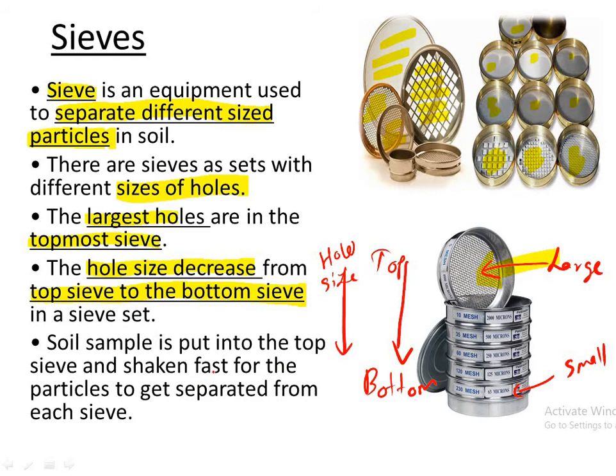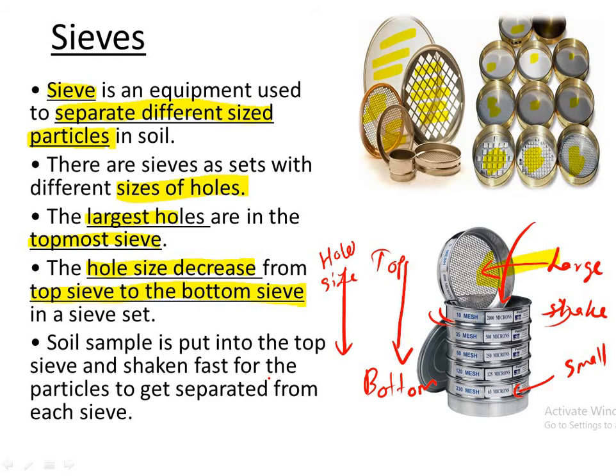You simply put some soil into the uppermost sieve, then give it a good, thorough, fast shake so that the particles get separated in each sieve. So that's basically how a sieve works and what a sieve is.